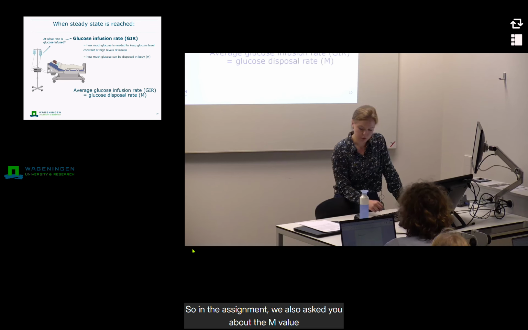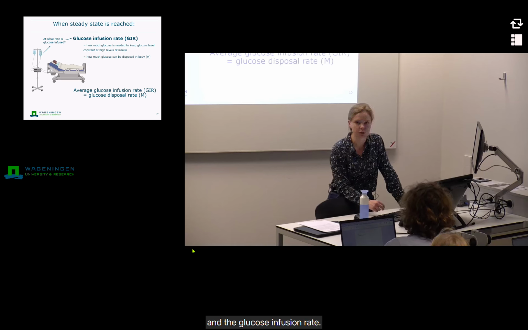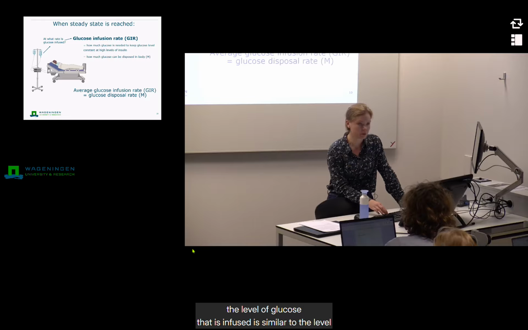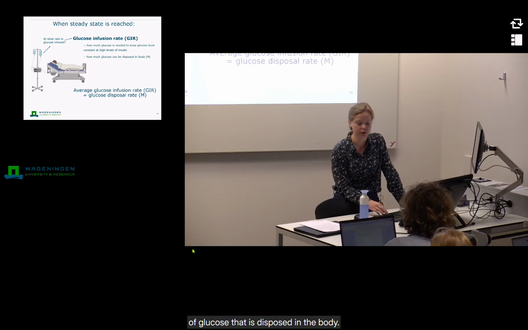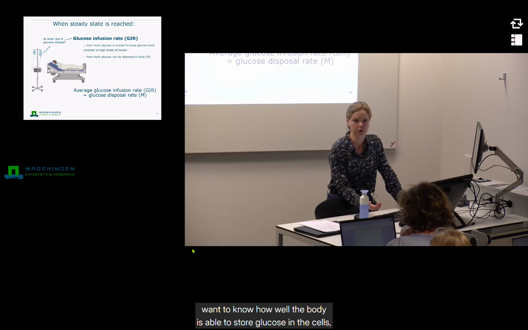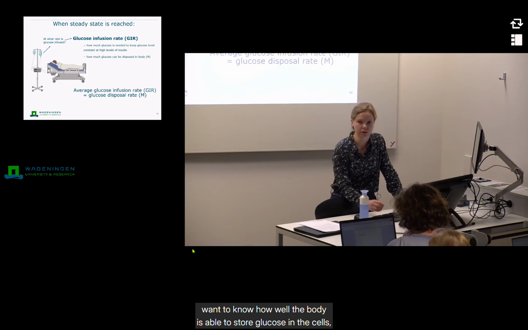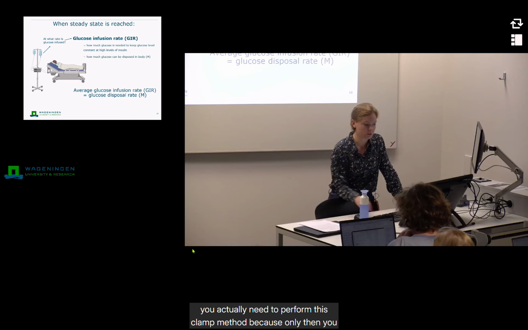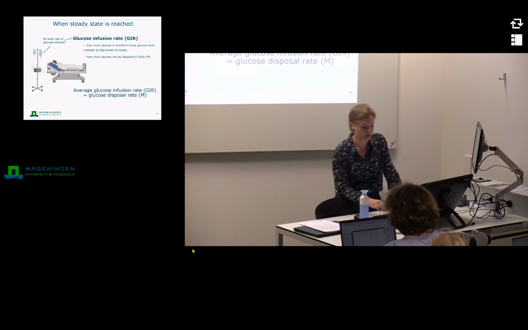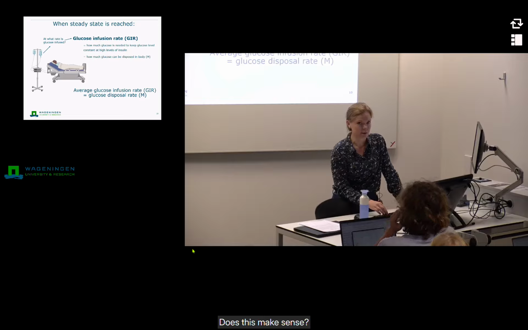So in the assignment we also asked you about the M value and the glucose infusion rate, and what's important to know here is that during this clamp method the level of glucose that is infused is similar to the level of glucose that is disposed in the body, and therefore it's also similar to the M value. So if you want to know the M value of someone, so you want to know how well the body is able to store glucose in the cells, you actually need to perform this clamp method, because only then you can know the glucose infusion rate, which is equal to the M value. Does this make sense?